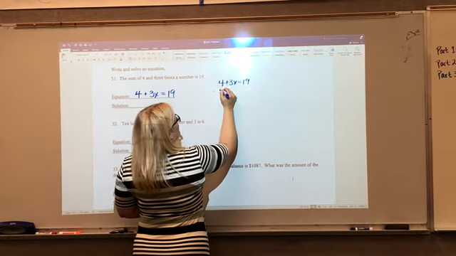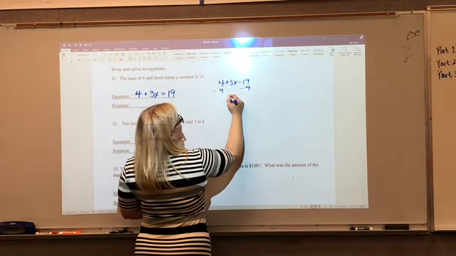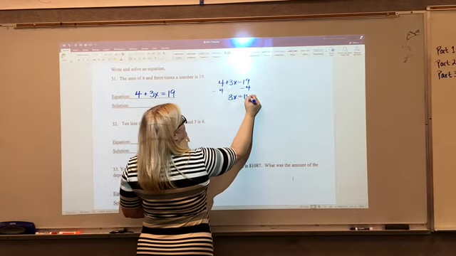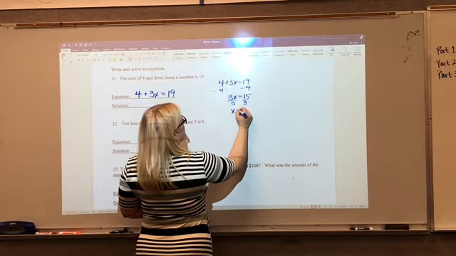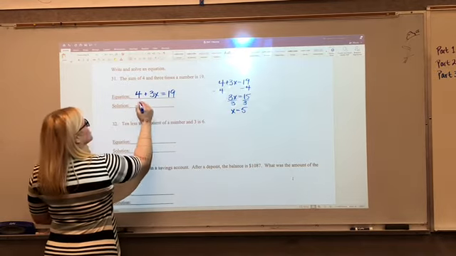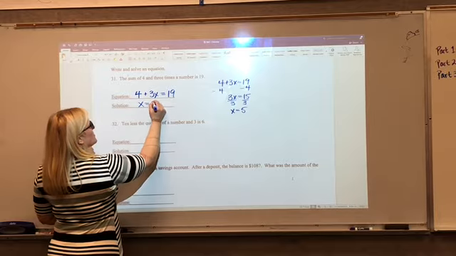So I'm going to subtract 4 from both sides. I get 3x equals 15. Divide by 3, and I get x equals 5. So my solution is x equals 5.